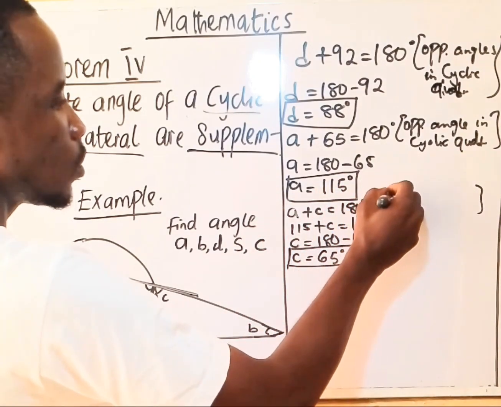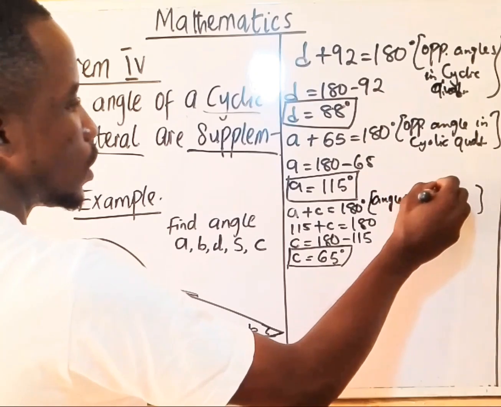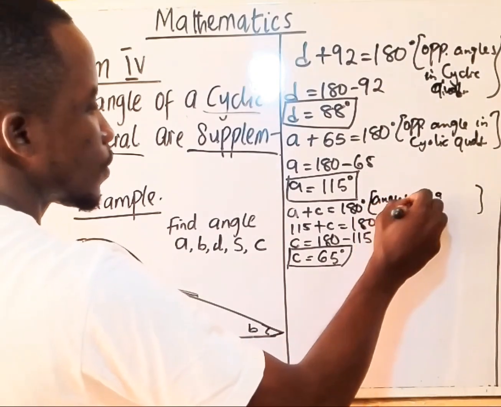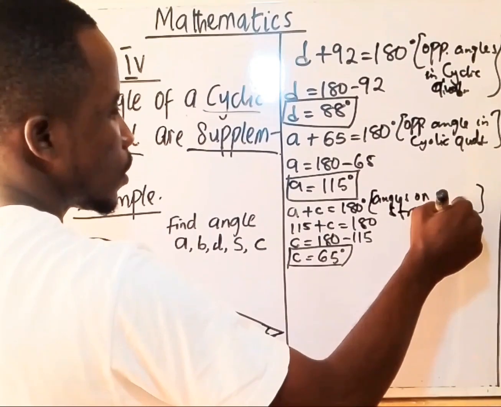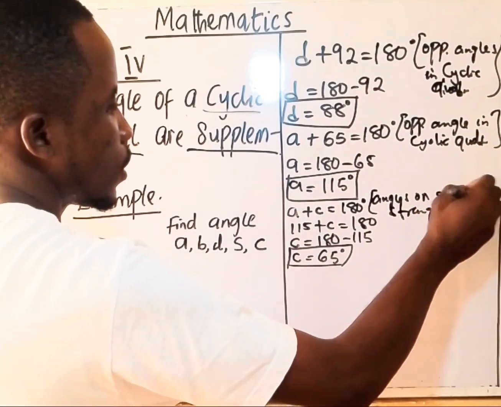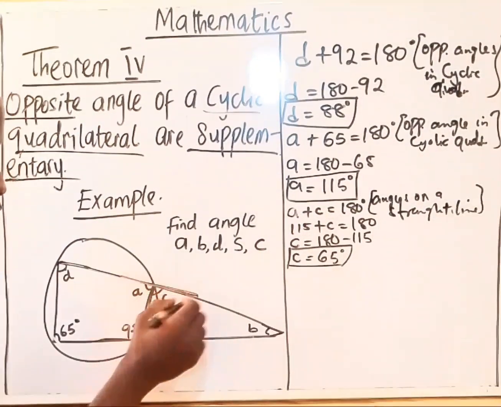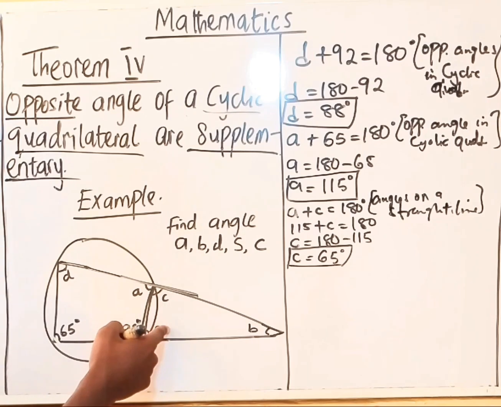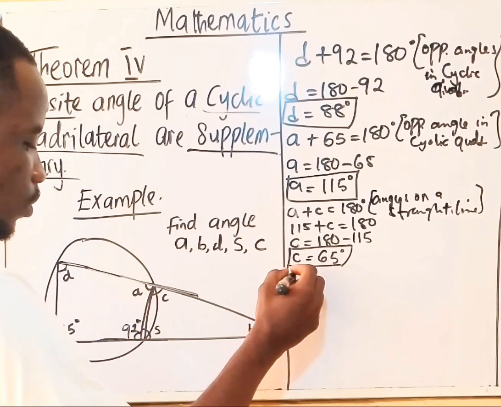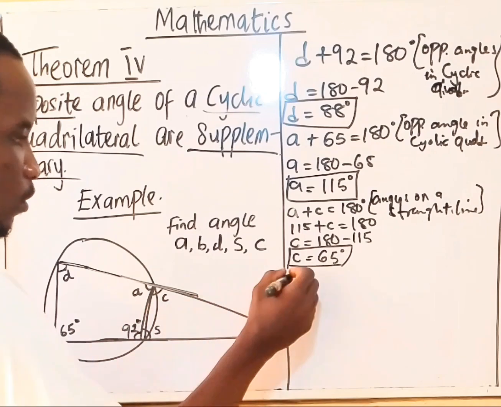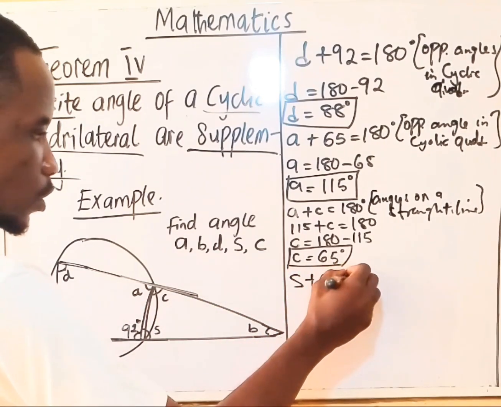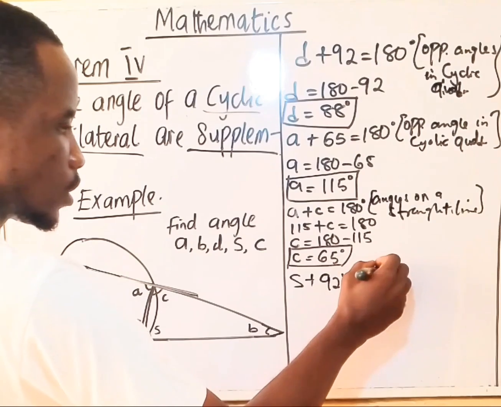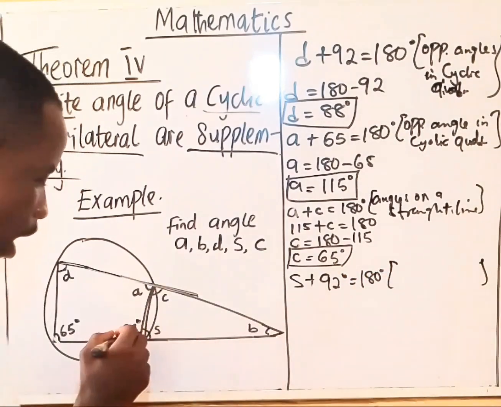Remember what I did here? This is angles on a straight line. Now this is another straight line here. To get my value of s, also do the same thing. Angle on a straight line. So that means my value of s plus 92 degrees equal to 180 degrees. What's my reason here? Angle on a straight line.